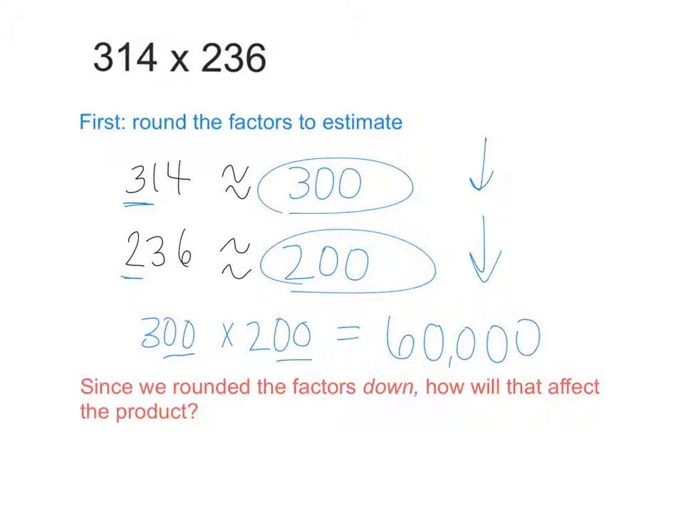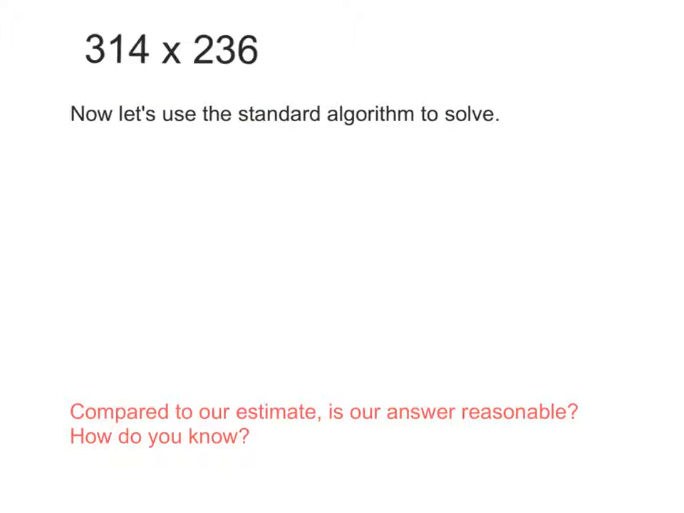Yeah. Because it's a little bit higher than our estimated product. Does that make sense? Okay. Now, if we're going to use the standard algorithm to solve, first we need to write it vertically. So we need to write the two factors on top of each other. And don't forget to add the multiplication sign on the side, because if you don't, we don't know if you're adding or subtracting or multiplying.